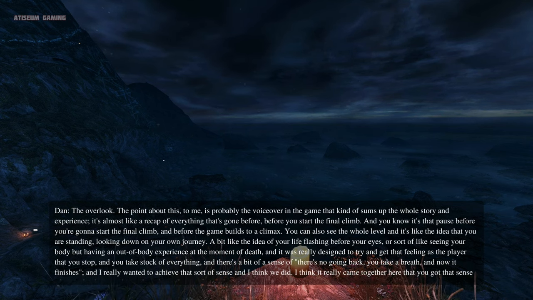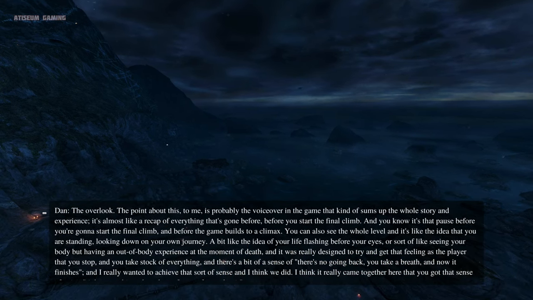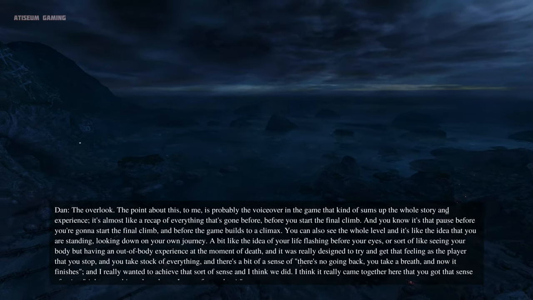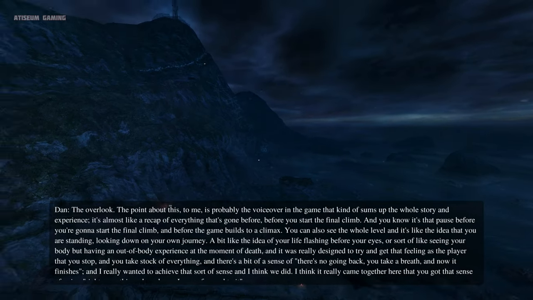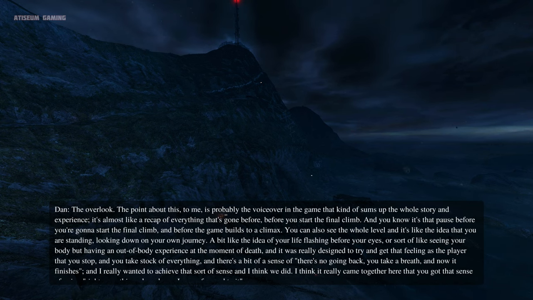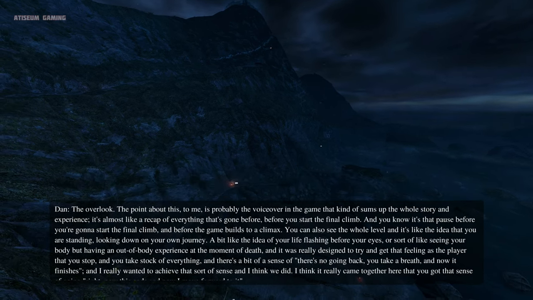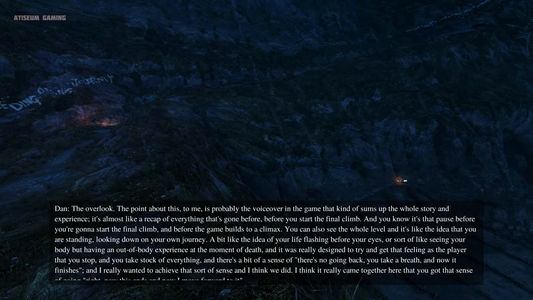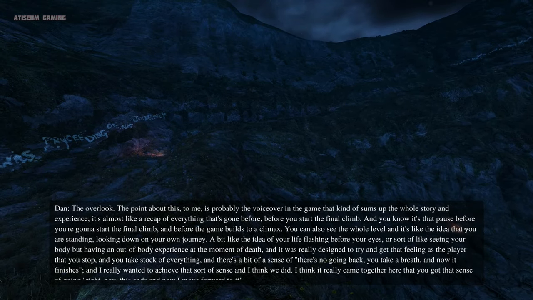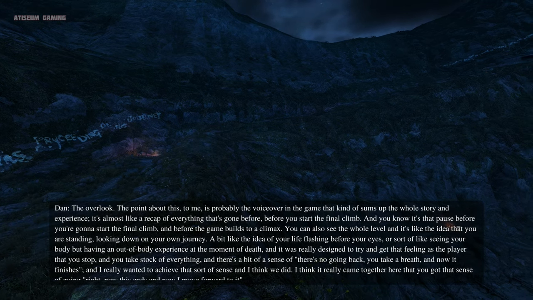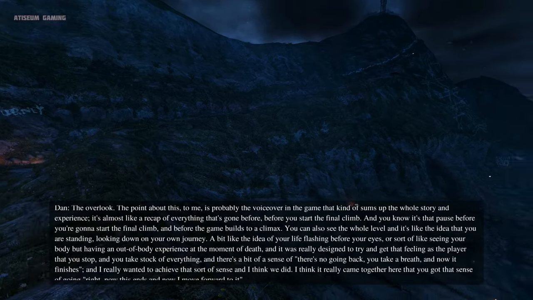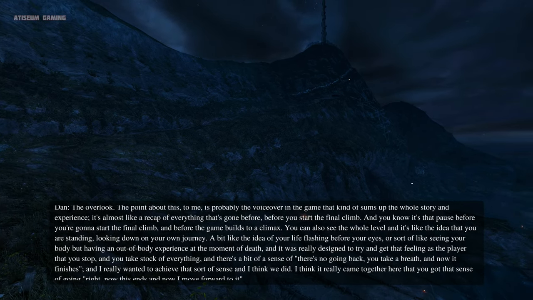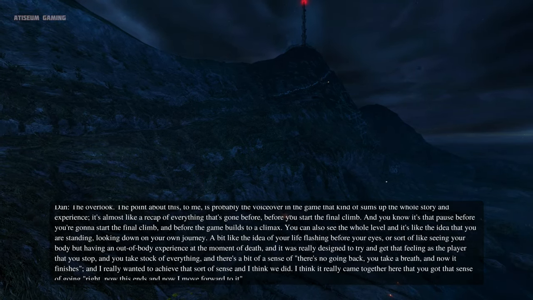The Overlook, the point about this to me is that it's probably the voiceover in the game that sums up the whole story and the experience. It's almost like a recap of everything that's gone before you start the final climb. It's that pause before the game builds to a climax. But you can also see the whole level, and it's like the idea that you are standing looking down on your own journey, a bit like your life flashing before your eyes, or having an out-of-body experience at the moment of death.